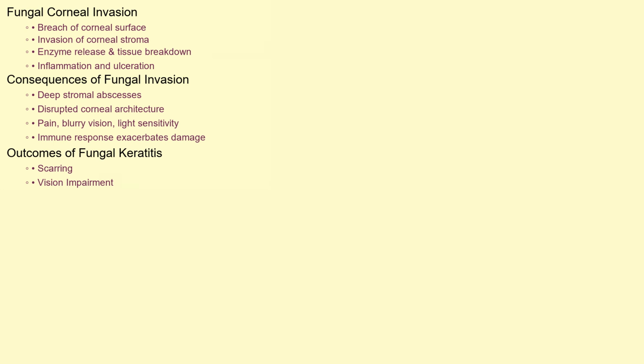Once fungi breach the corneal surface, they begin to invade the corneal stroma, the middle layer of the cornea. They release enzymes that break down corneal tissue, leading to inflammation, ulceration, and potentially deep stromal abscesses. This process disrupts the normal architecture of the cornea, causing pain, blurry vision, and light sensitivity. The body's immune response further contributes to the inflammation, exacerbating the damage and potentially leading to scarring.